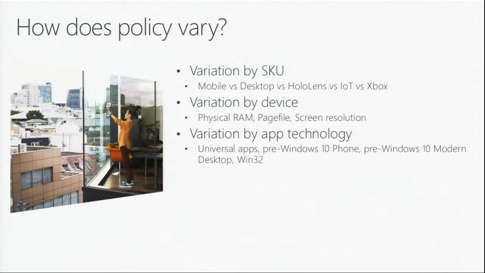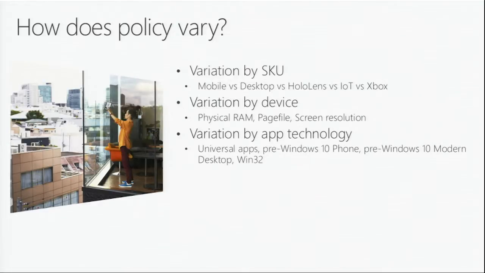And I mentioned before that policy varies. So it varies in multiple dimensions. It varies by SKU. So if you consider Windows 10 covers mobile, desktop, HoloLens, IoT, Xbox, the physical characteristics of the devices that support those SKUs are different. So mobile devices run from a 512 meg device with very small storage and low resolution screen up to a tablet that could have 16 gig of physical RAM. It could have a large, fast page file. It could have a much higher resolution screen.